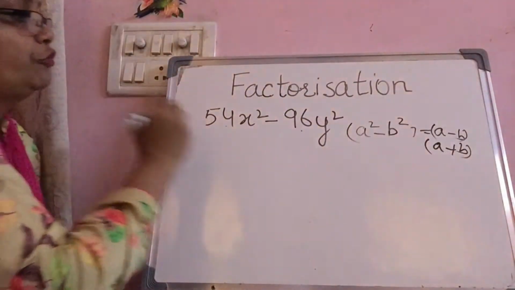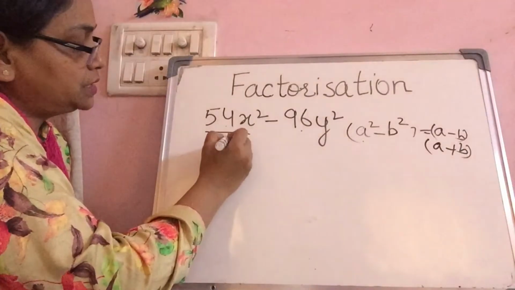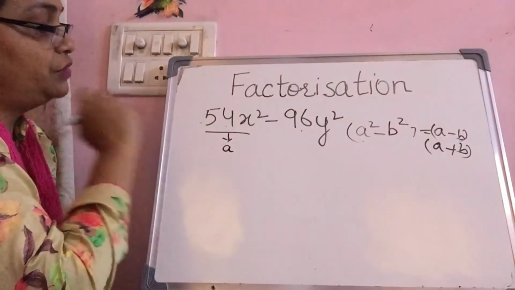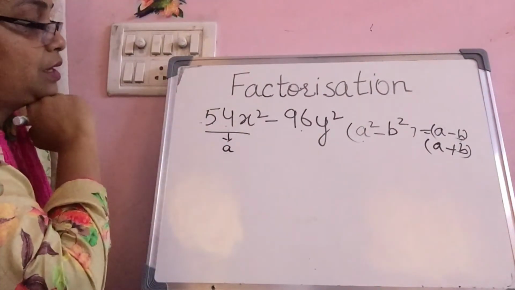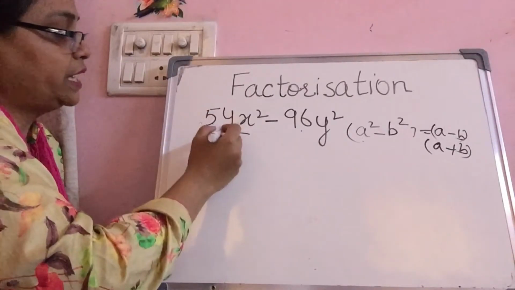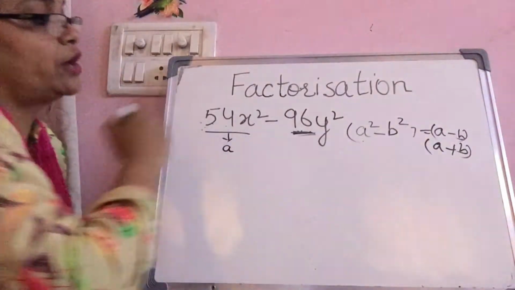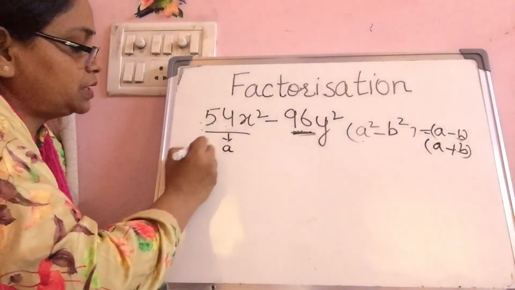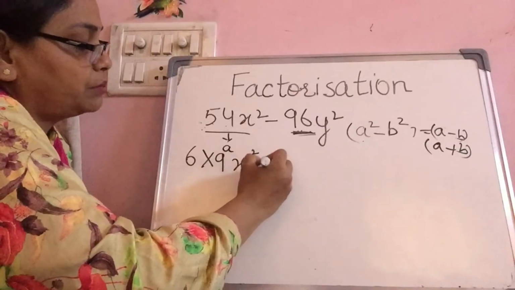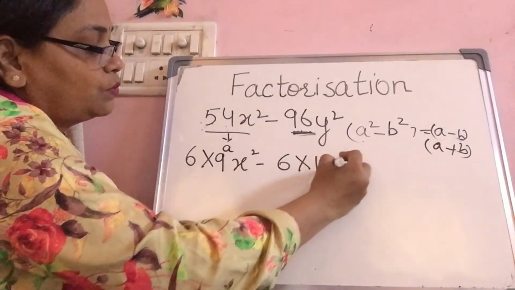Okay. Now if we compare these two, we see this, if we take it as a, but 54 is not square of any number. We need a number which is a square, but 54 is not a square. To make it square, we will take common from both the terms because 96 is also not a square of any number. We can write 54 as 6 into 9. 6 into 9 x square minus, here we can write 6 into 16 y square.